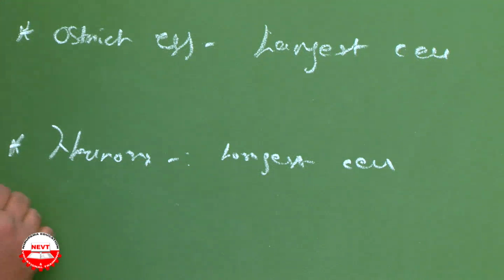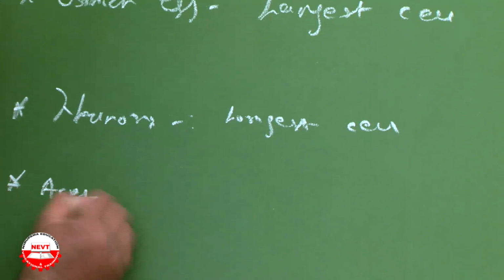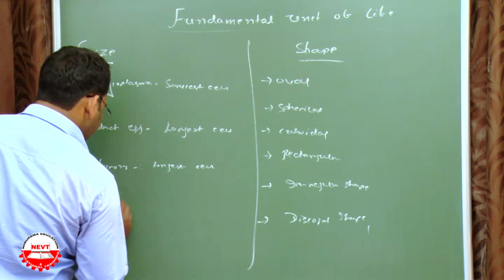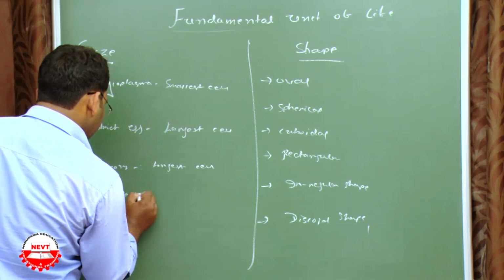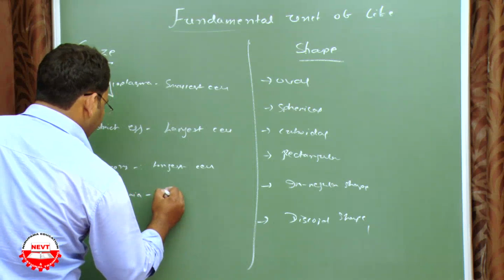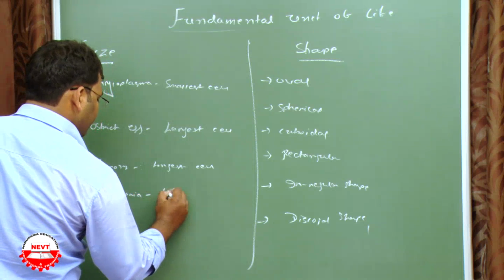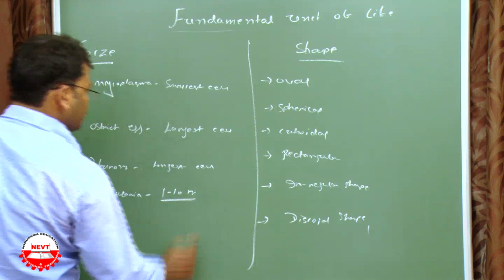Some cells like acetabularia are a single cell. Its length is around 1 to 10 meters. Acetabularia is one of the marine fungi. Its length is around 1 to 10 meters. It is one of the exceptional cases.